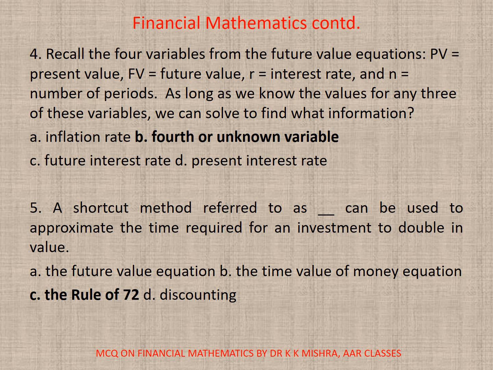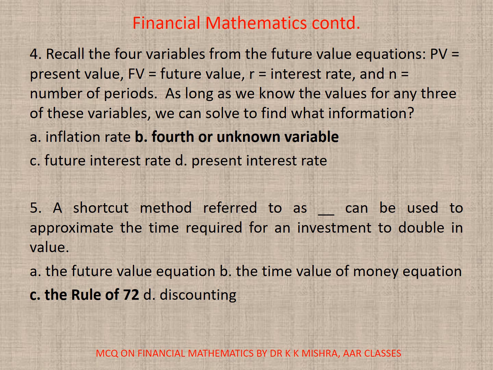4. Recall the 4 variables from the future value equations. PV is equal to present value, FV future value, R interest rate and N number of periods. As long as we know the values for any 3 of these variables, we can solve to find what information? Correct option is B. 4th or unknown variable.